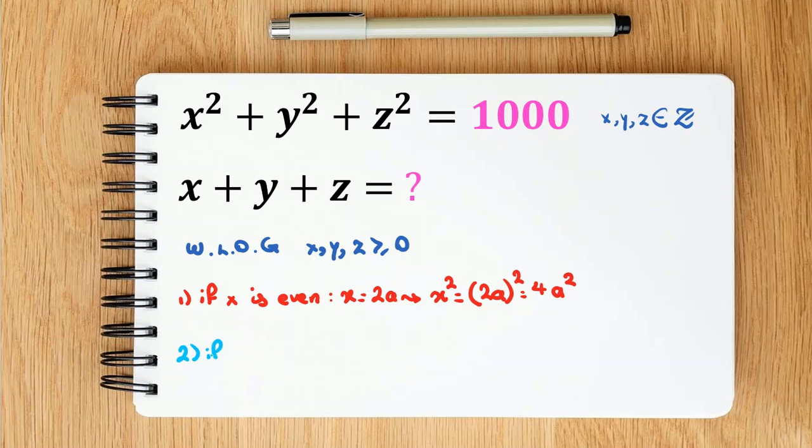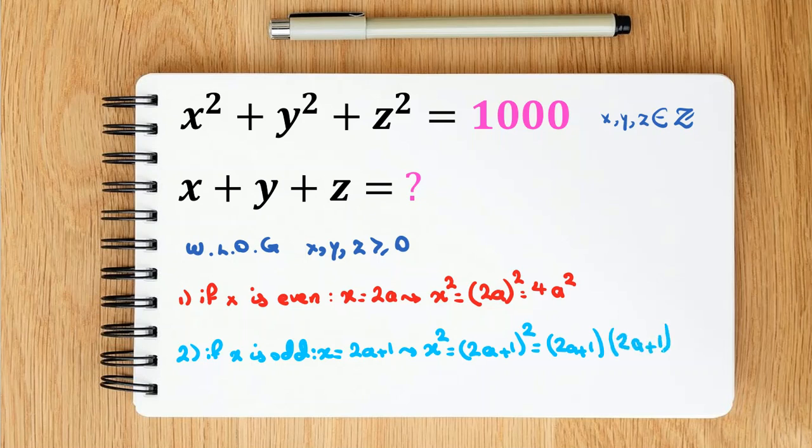In case 2, if x is odd, then x equal to what? For example, 2a plus 1. Then x squared is what? It is 2a plus 1 squared. If you don't know the formula, you can easily calculate by this: 2a plus 1 times 2a plus 1. And then we can multiply. We can say x squared: 2a times 2a, 4a squared; 2a times 1, 2a; 2a times 1, 2a; 2a plus 2a, 4a; plus 1.